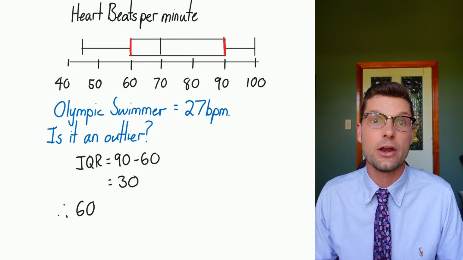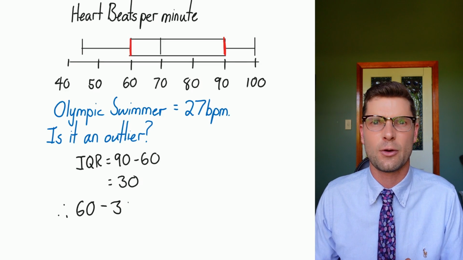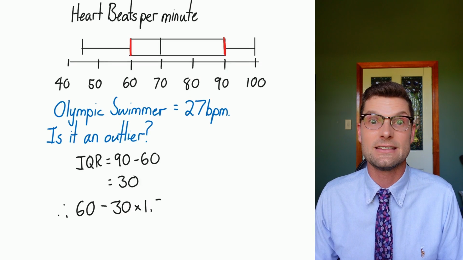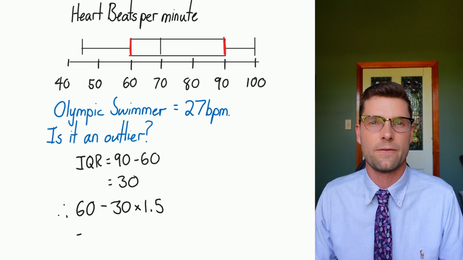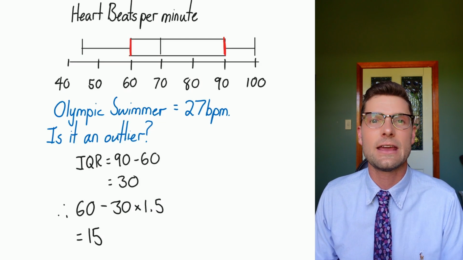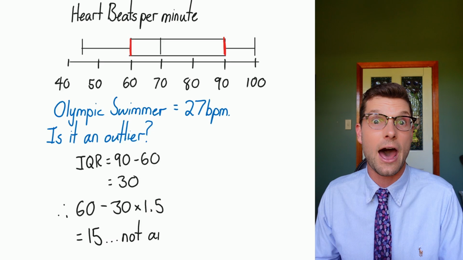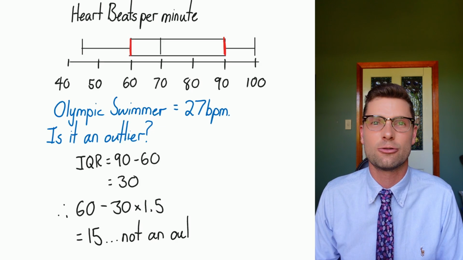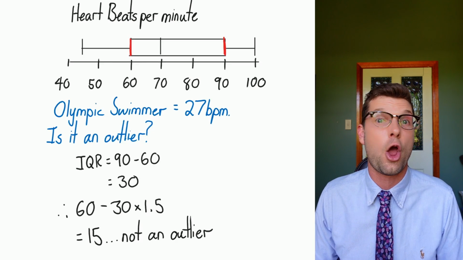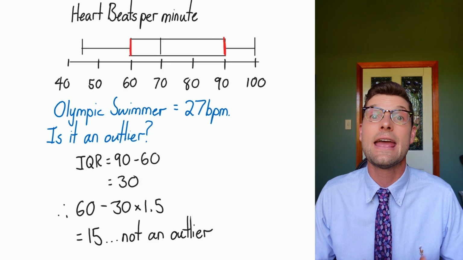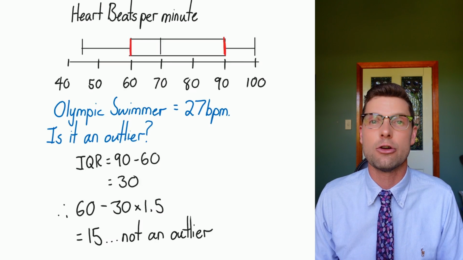60 minus 30 times 1.5. 30 times 1.5 is 15. So that makes this 60 minus 45, which is equal to 15. That means 15 beats per minute is our cutoff for an outlier. This athlete has a heart rate of 27, and even though she's incredibly fit, we're not saying that her heart rate is an outlier in this data set compared to the general population.